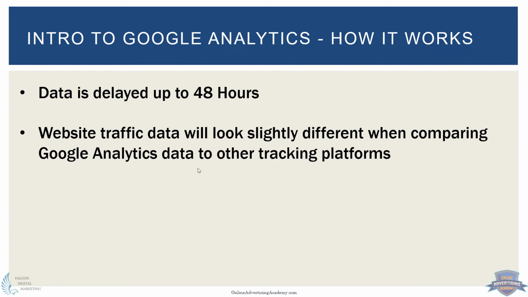And also, if you're using multiple tracking software, your website traffic data will look slightly different when you jump from Google Analytics data to other tracking platforms. This is completely normal. None of them are broken necessarily. They're just programmed completely different ways. So Google Analytics might say you had 100 website visits from Facebook, and then you have different software that says it was 97 visits, and then Google Ads says it was 102. It's going to be slightly off, and for the most part, it doesn't matter. It's just going to be a slight variation.